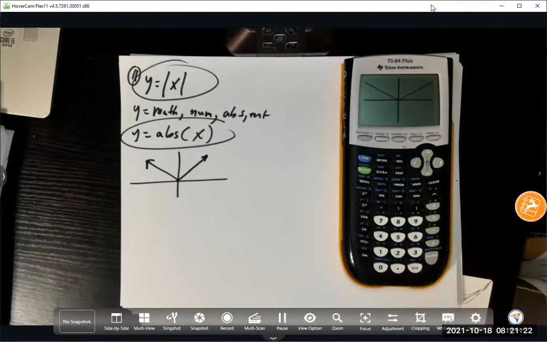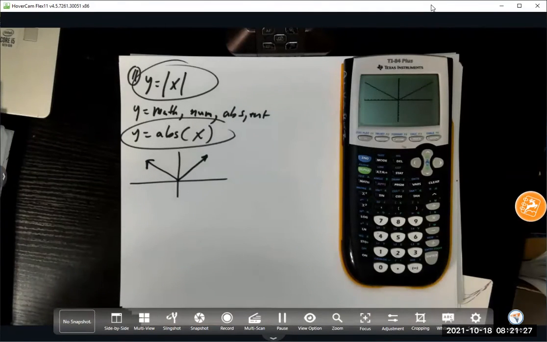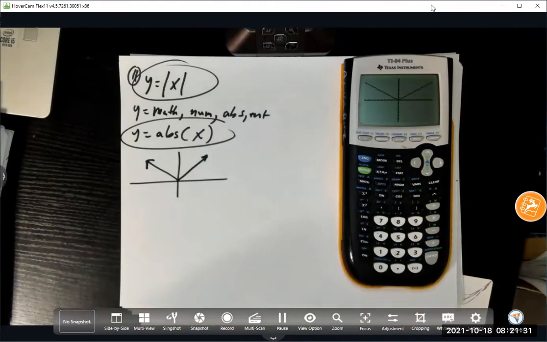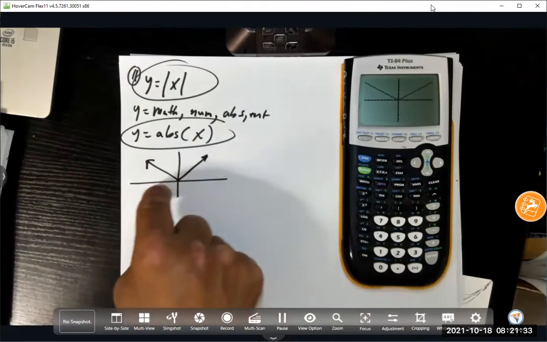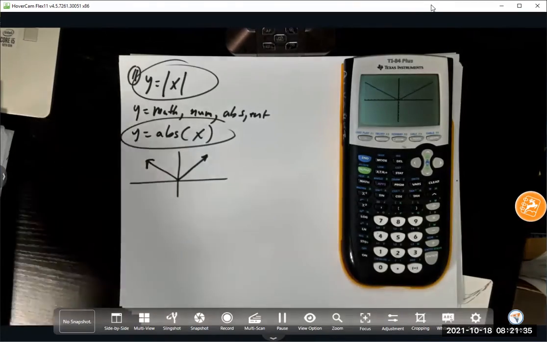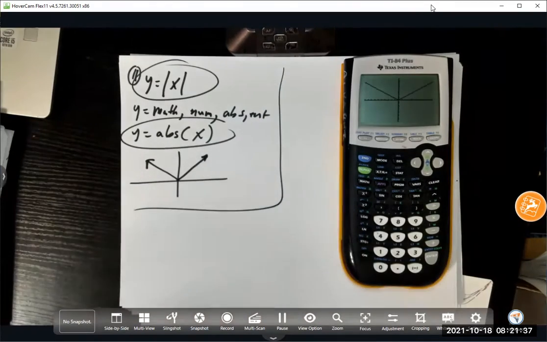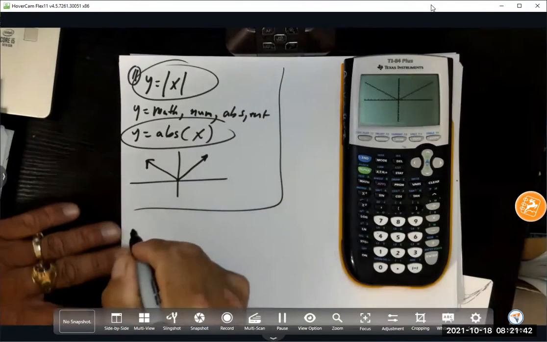Is that okay? Yes or no? Tell me yes, tell me no. Yep, I got it. Yeah, it's a straight line. It's not curved. It's not a parabola like this. It's just straight like that. Okay, is everybody okay with y equals absolute value of x? Yes, sir. So now I'm gonna change it.